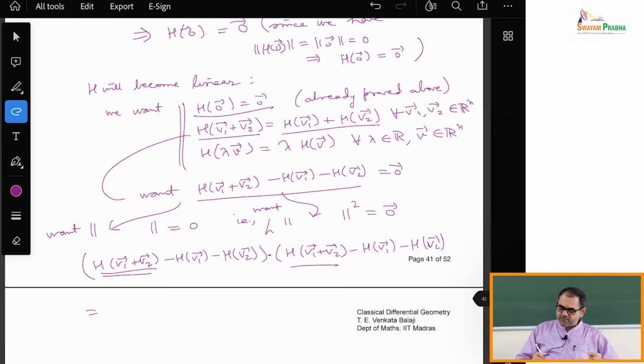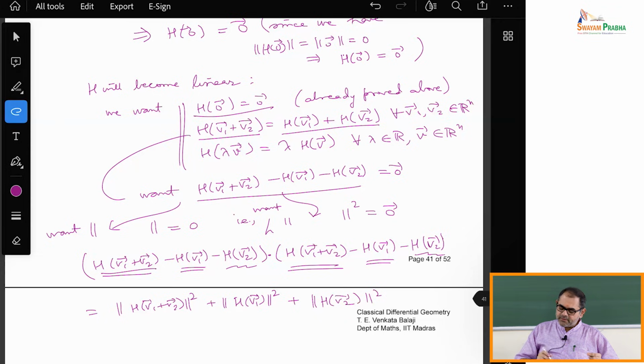This vector HV1 plus V2 dot HV1 plus V2 will be just norm of H(V1 plus V2) squared. So the first term will be norm of H(V1 plus V2), squared. Then I'll get two more square terms. HV1 dot HV1 is going to give me norm of H of V1 squared. Then HV2 dot HV2 is going to give me norm of H of V2 squared. Then I'm going to get the mixed terms.